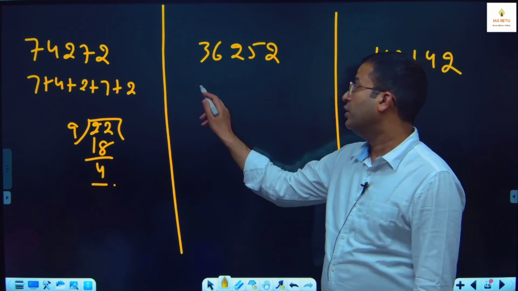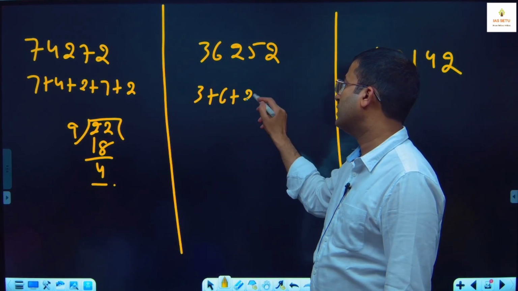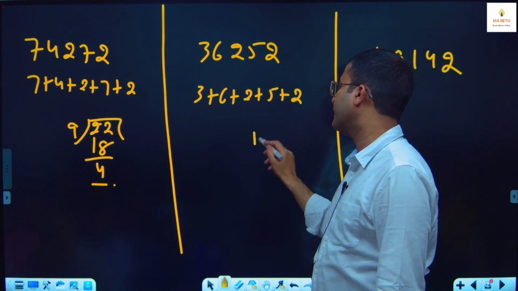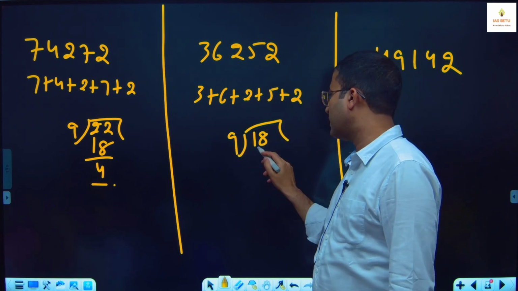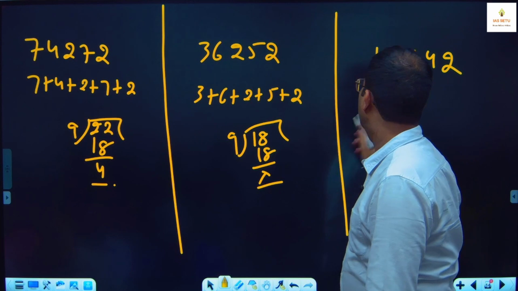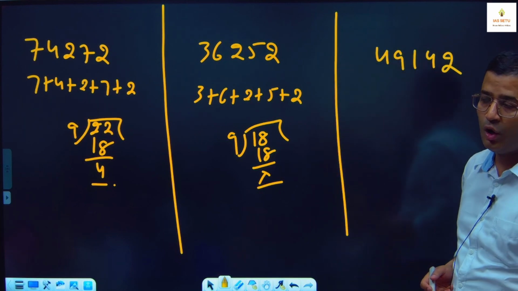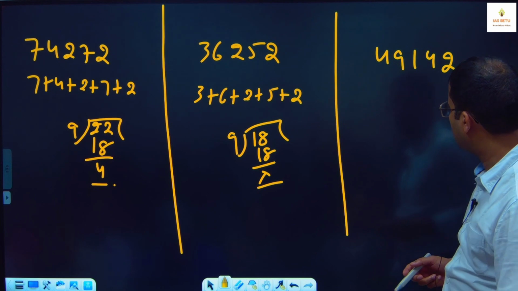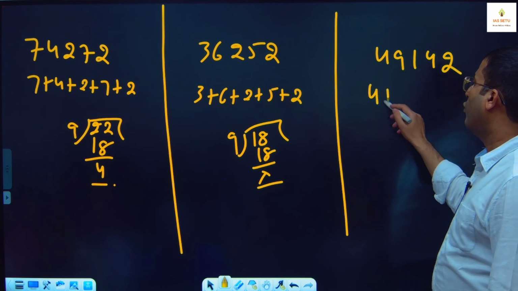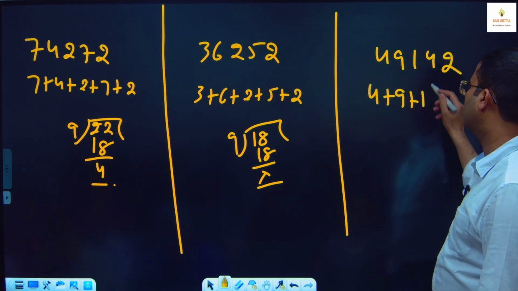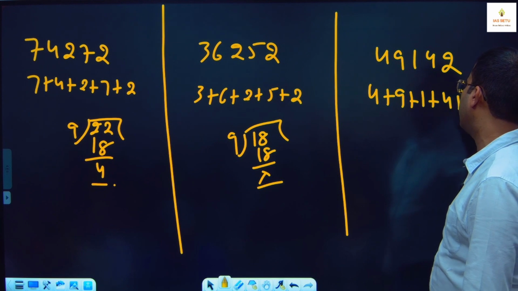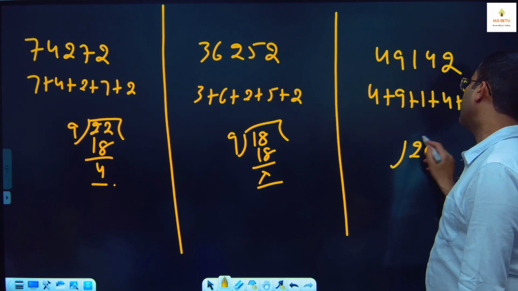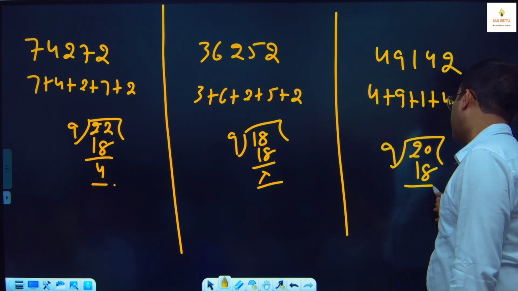Yes. 3 plus 6, 9, 11, 16 plus 2, 18. 18 is divisible by 9, yes. This number, no. What is the remainder? 2. कोई 4 बोल रहा है, कोई 2 बोल रहा है. 4 plus 9, 13. 13 plus 1, 14. 18, 20. 20 divided by 9, your remainder is 2.